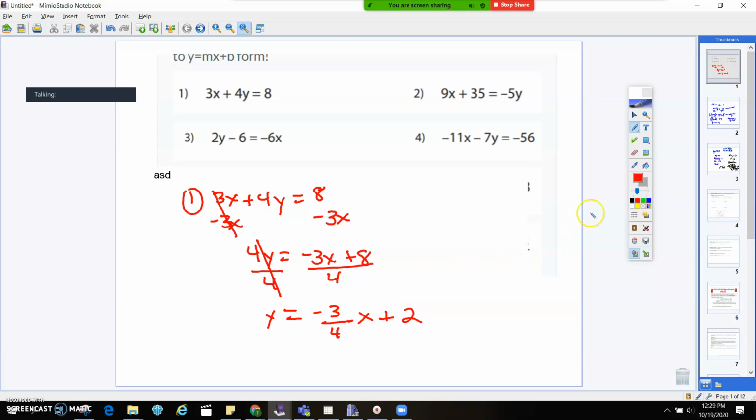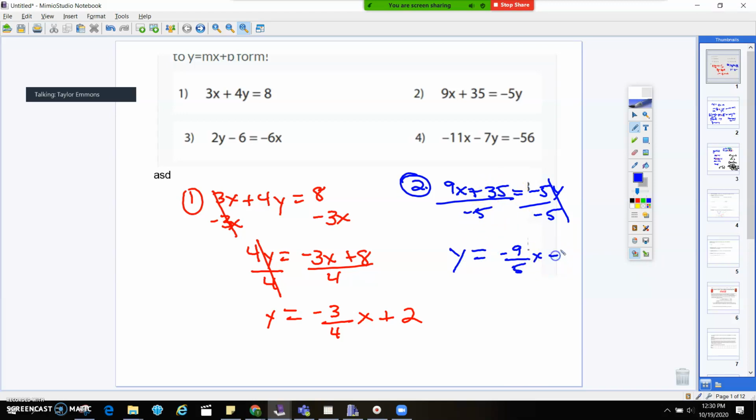Okay. Looking at number 2. So again, we're still trying to get y by itself, so we're going to divide everything by this negative 5. So when we do that, we get y equals negative 9/5 x, and 35 divided by negative 5 is negative 7.